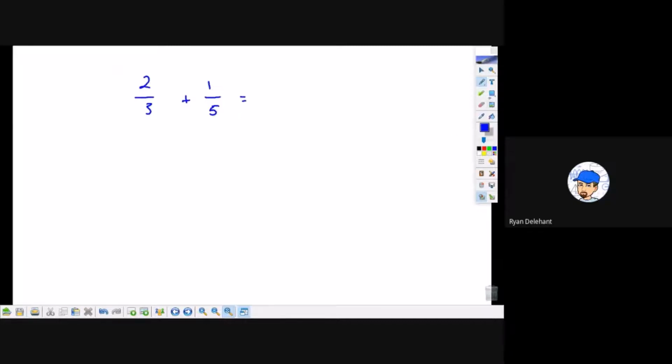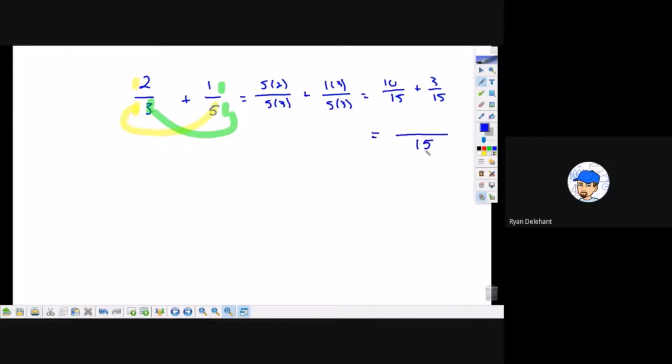But normally what you would do, like with this one, you take this 5 and you multiply it on the top and the bottom of this one. You take this 3, you multiply it on the top and the bottom here. So we'd get 5 times 2 over 5 times 3 plus 1 times 3 over 5 times 3. So that's 10 over 15 plus 3 over 15. And because the bottom is the same, I can write this as one fraction with just that in the denominator, and then 10 plus 3 on the top.